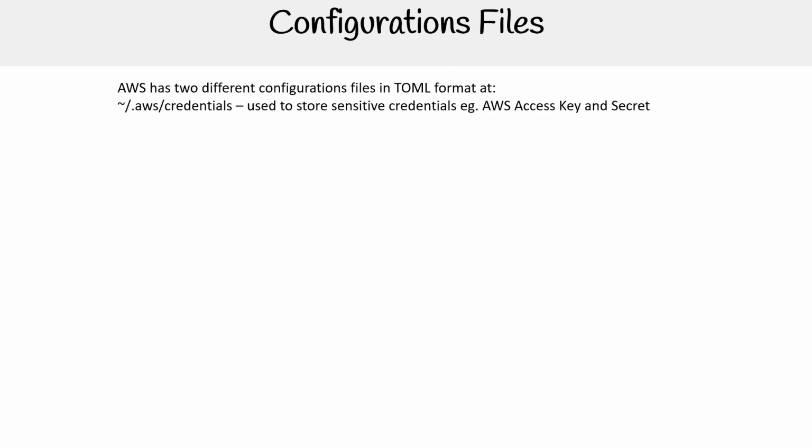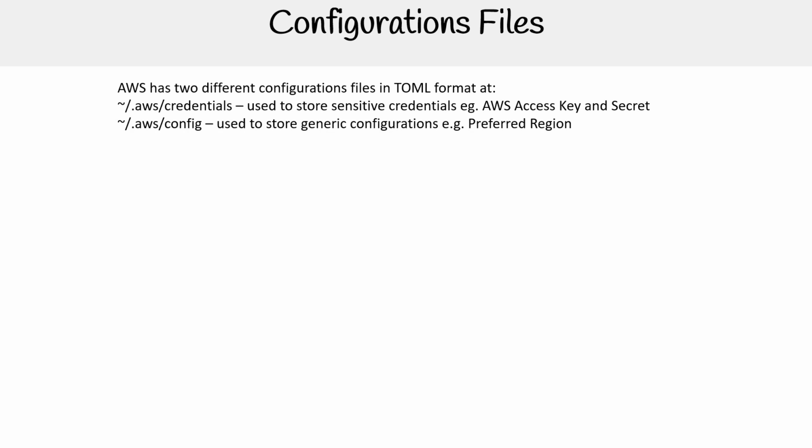AWS has two different configurations in TOML format for configuring the AWS CLI, or I suppose this could be used for anything that's using the API, like the SDK. So we have the credentials file, which is used to store sensitive credentials, such as your access key and secret. Then you have config, which is used to store generic configurations, such as preferred region.